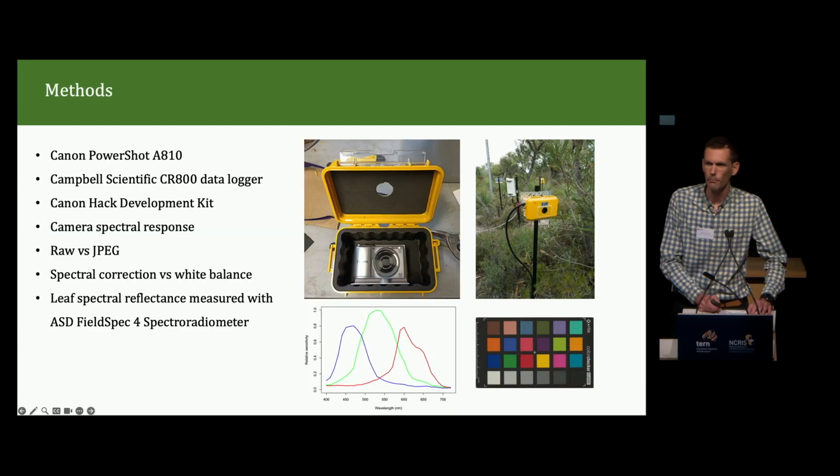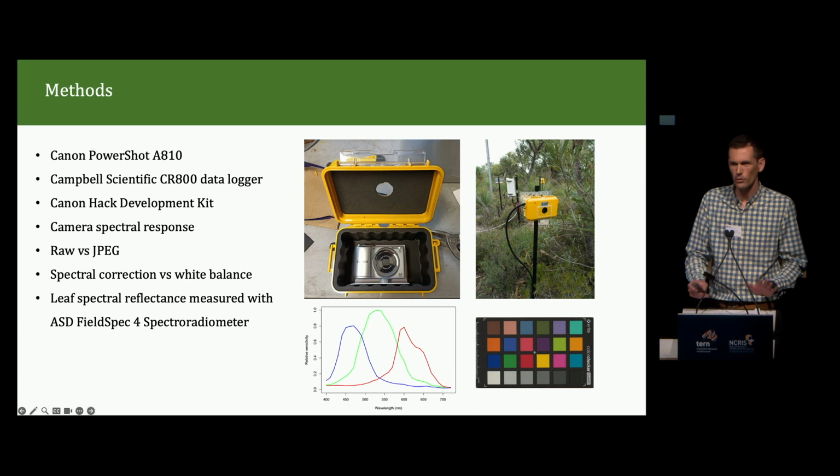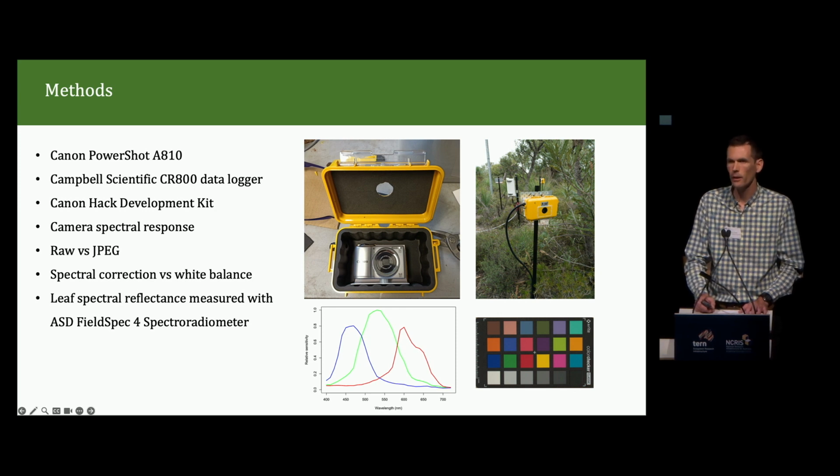So it's quite a method-intensive project, so I'll try and keep it brief. I used 3 Canon PowerShot cameras, which is just your basic digital point-and-shoot camera, and these were wired up to a central data logger, which triggered them every half an hour between 10 and 2 o'clock. To enable raw capture, I just used the Canon Hack development kit, which is an open source project. It's just a firmware that you load onto an SD card and enables raw capture.